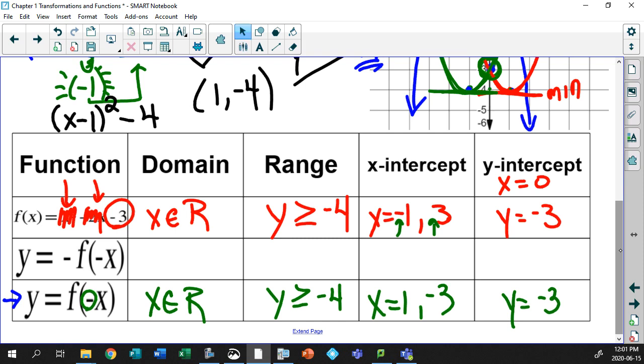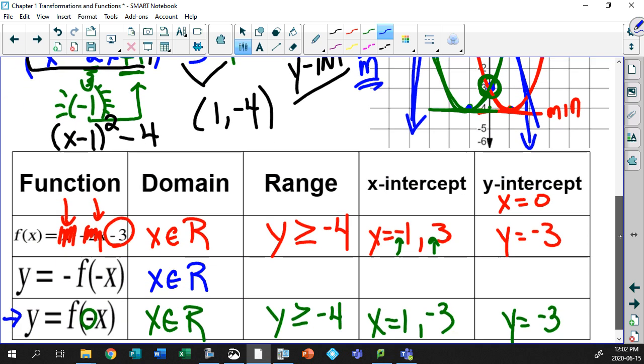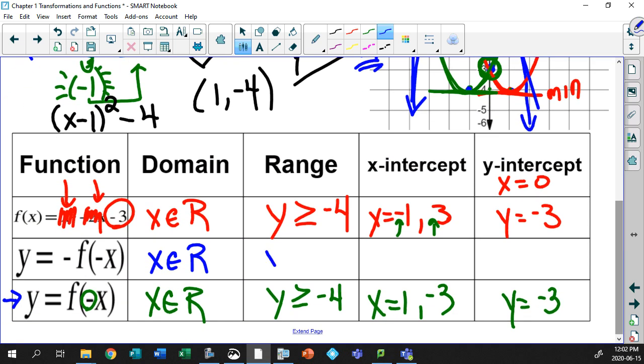Very cool. Now, let's flip them vertically and horizontally. Well, I'll tell you right now, domain hasn't changed. Your range, because now if you think about it, the orientation is different. The orientation is upside down. So now you've got a maximum, and your maximum is at 4. Okay, so that means y has to be less than or equal to +4.